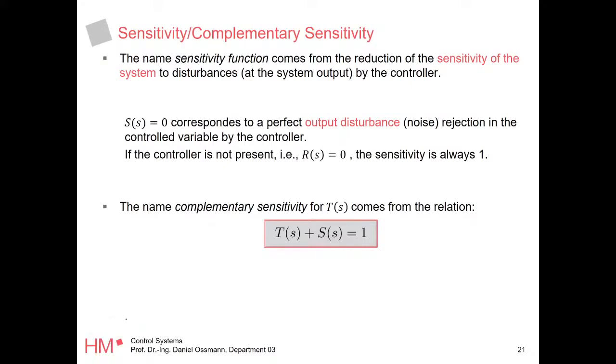So that means if you don't have a controller, your sensitivity is 1 because you have full sensitivity to noise, and your transfer from the reference to the output is 0 because you have a control element which is 0. The bigger you make your controller gain, the better the reduction of the sensitivity and the higher the complementary sensitivity becomes. So this relation is always 1. The easiest thing is to put in S equals 0 and you know what's happening in steady state.